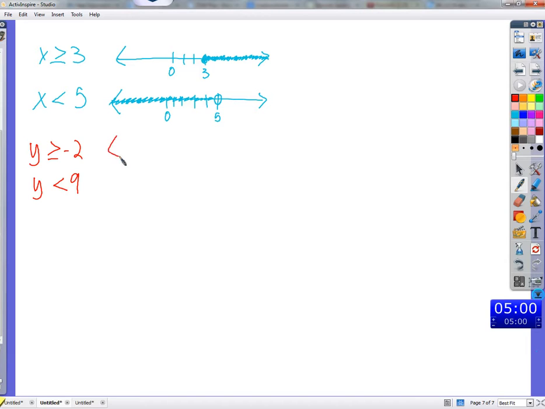I see most people doing the same thing, just drawing a horizontal line, and going to -2. Y can be equal to -2, or it can be greater. Here's 0, 9, and it can be less than 9, but not equal to 9. So we put that open circle and shade to the left. All right, and that's great. If you did that, it's just fine. It's exactly right.